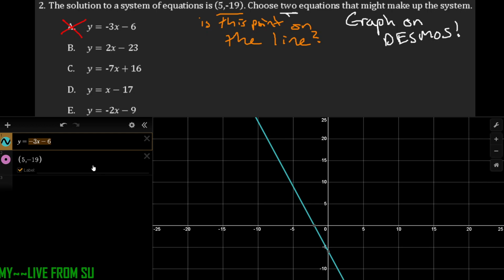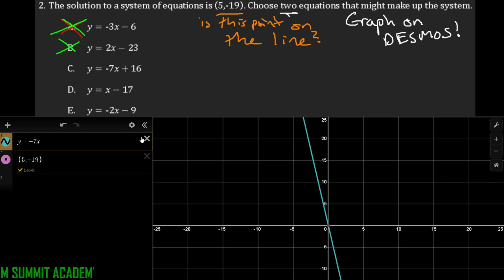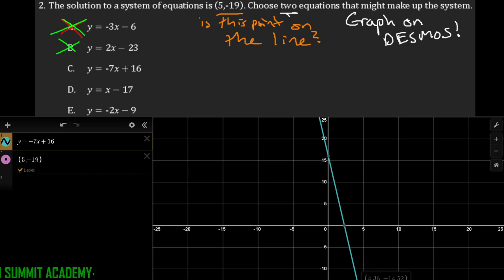All right, so what about the next part? For equation B, I have 2x minus 23. Same thing, not on the line, so this is not a solution. How about for C? We have negative 7x plus 16. Notice how I type it in exactly how it is. Notice how that point is on the line. I can drag and trace over my line to find any point as a solution, but wherever I match up, that point right there, 5, negative 19, is on the line. So I'm going to say this one is a solution.